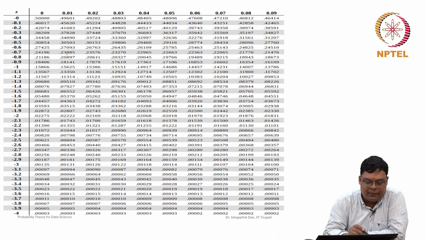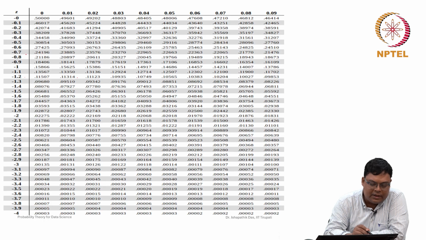So, 0.24 may be here, 0.23885, and this is 0.24. Because it is just a table, given only up to some decimal places, either we can consider this value 0.23885, which may be close to 0.24, or we can consider this value 0.24196, which is also close to the value 0.24.